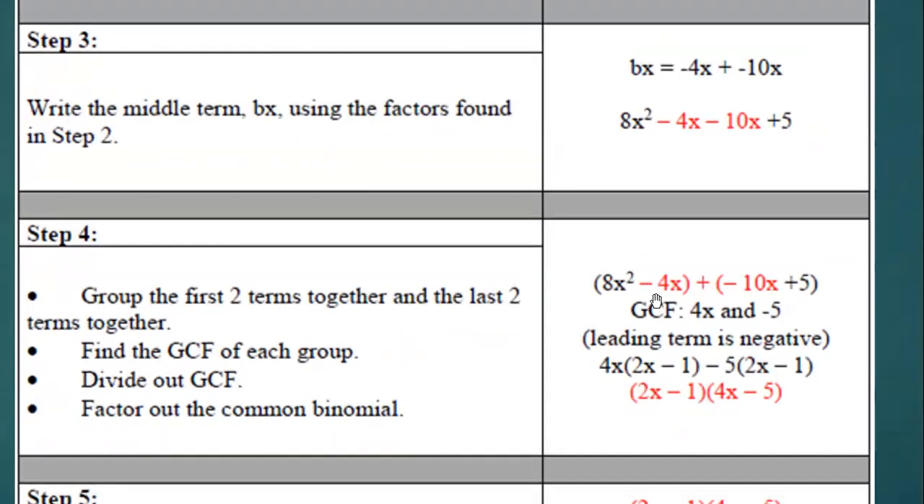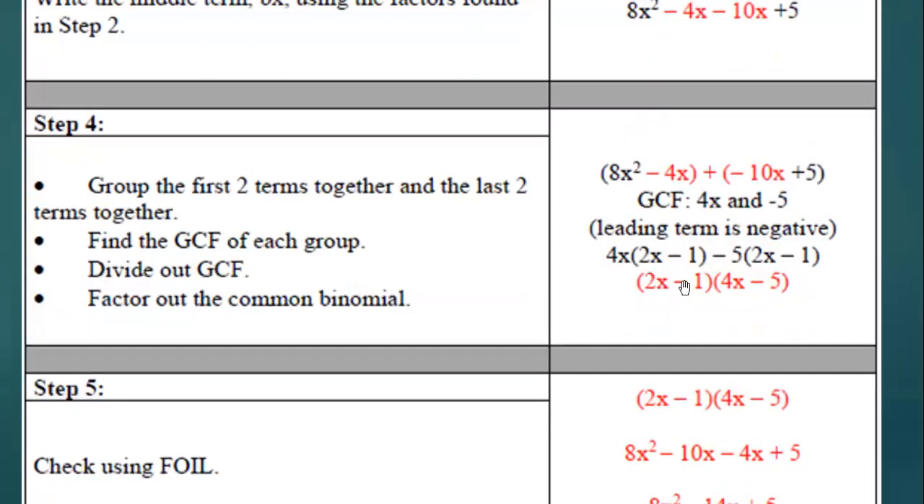After you replace, you then are going to do what's called grouping. In order to group, you're going to group the first 2 terms together and the last 2 terms together. Notice when I group, I'm adding these 2 together. It then just comes down to finding the GCF of each group. The GCF here is 4x. The GCF here is negative 5.